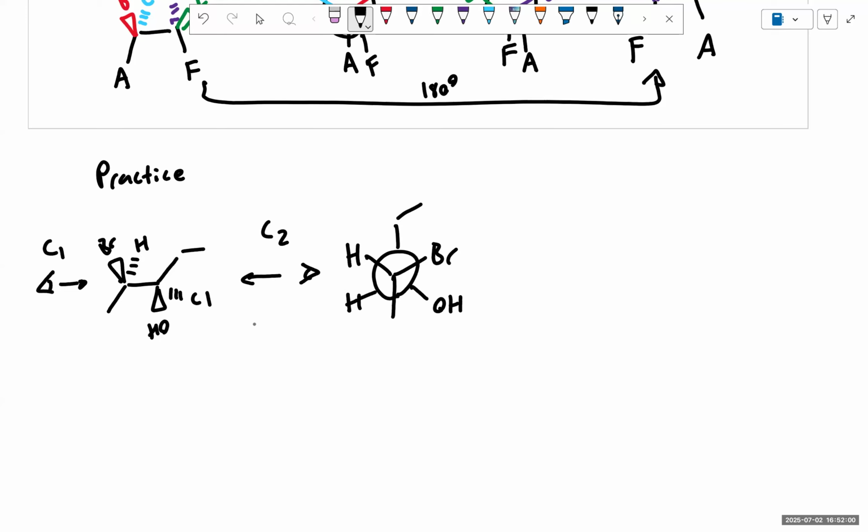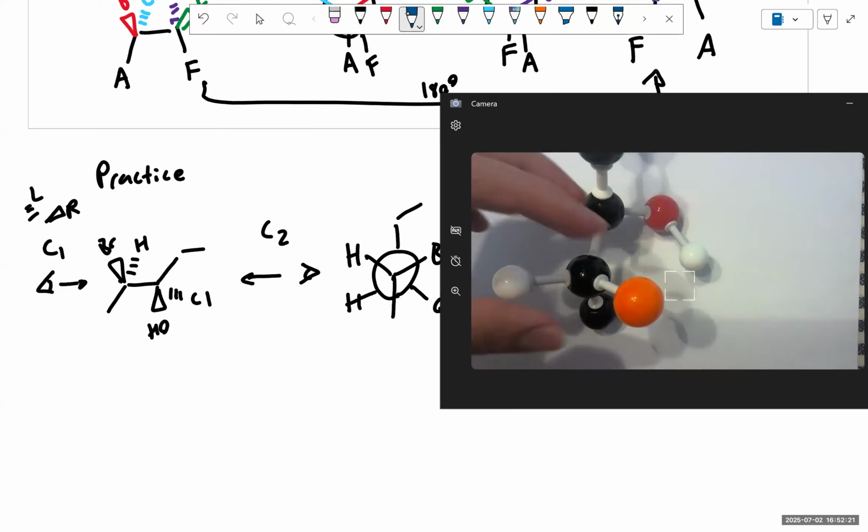One trick to note is that wedge substituents will both end up on the same side. If you're looking from carbon 1's perspective, the wedge substituents end up on the right, the dash substituents end up on the left. Now, let's draw the carbon 2 perspective of this molecule.